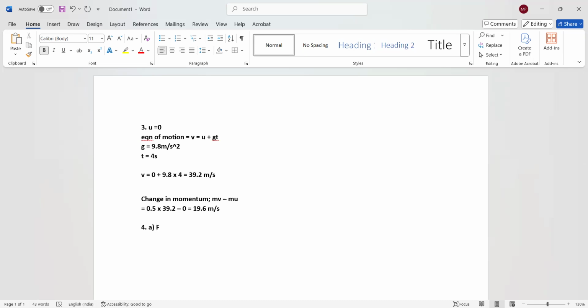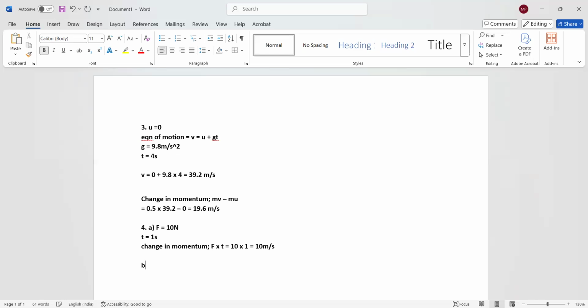So force is given as 10 Newton. Then time is given, that is 1 second. So change in momentum is equal to F into T. So that is 10 into 1, which is equal to 10 meter per second.